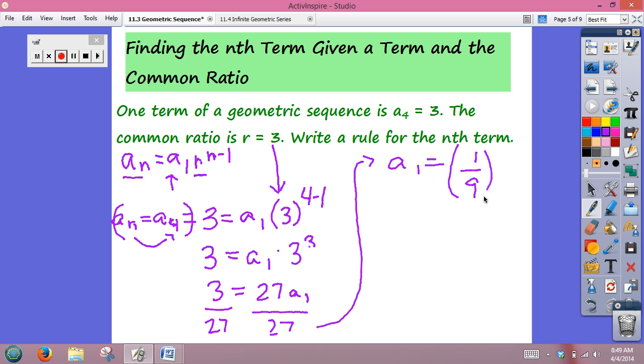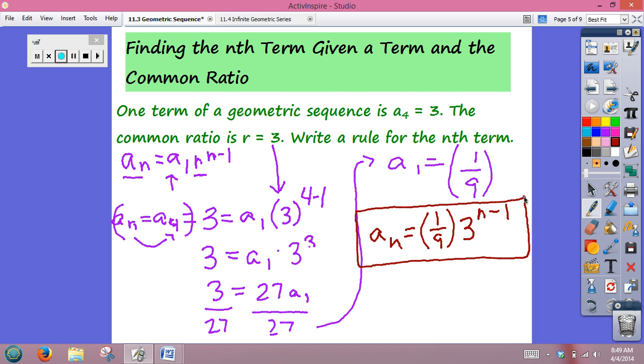So now we have all the pieces of our equation. We can now substitute them in and write a rule for our nth term. So we have an equals a1, which we found was 1/9 just now, times 3, which is our ratio, to the n minus 1 power. So that will be our rule for the nth term in this example.